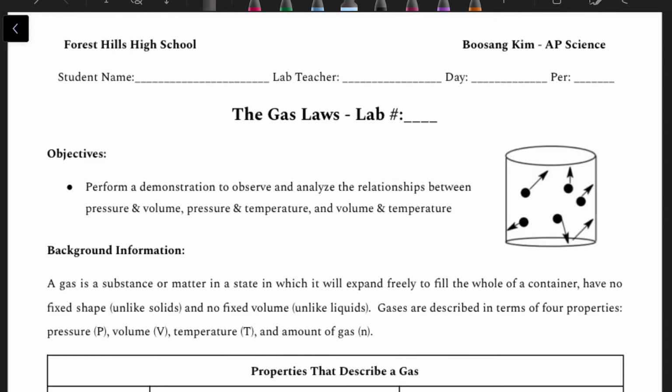So not only does this video walk you through what to expect in the lab, if you missed the lab and need any more information on any of the stations, this video has you covered. The objective of this lab is to perform demonstrations and observe and analyze the relationships between pressure and volume, pressure and temperature, and volume and temperature.